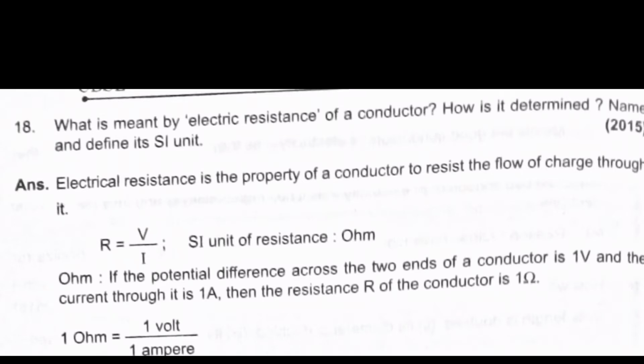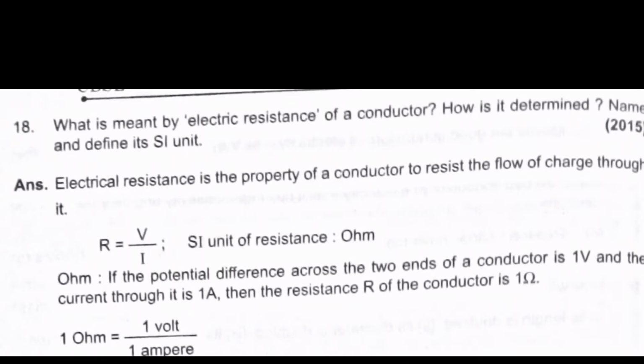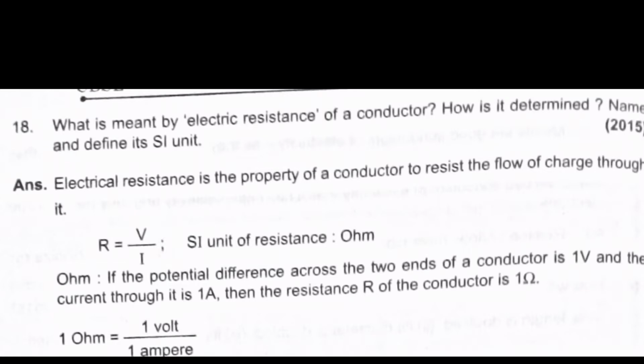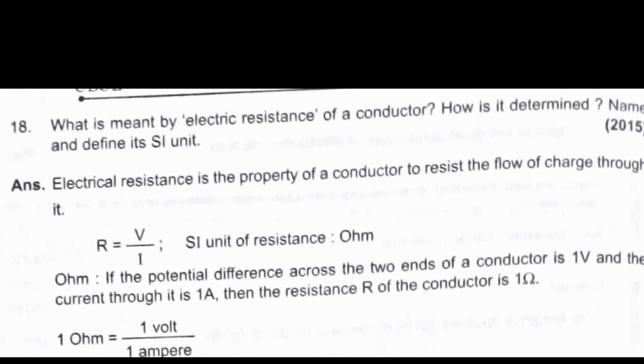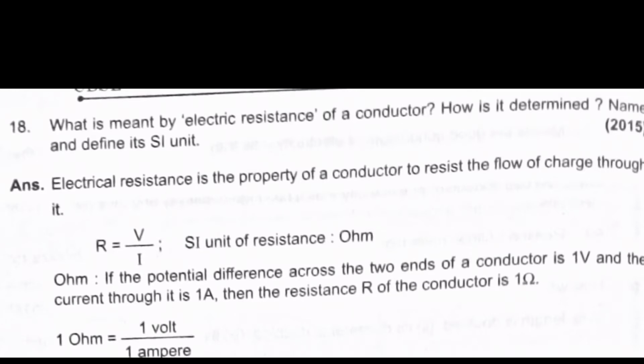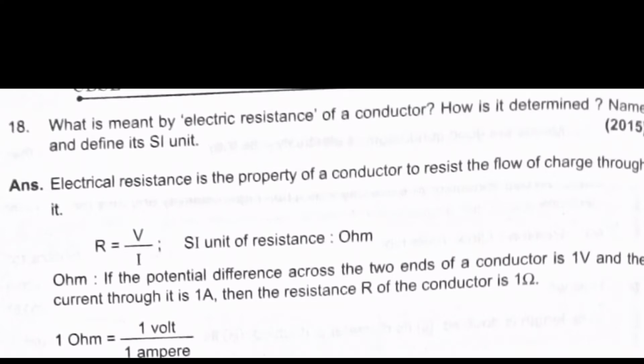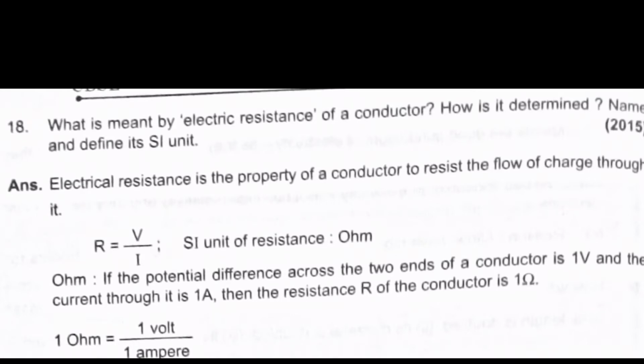What is electric resistance? From the word itself we can understand that resistance means that will resist the flow of charge through it. So how can we define it? Electrical resistance is the property of a conductor to resist the flow of charge through it. The second question is, how is it determined? How can we calculate the resistance? Yes, from Ohm's law we have R is equal to V by I. So we can find the resistance by using V by I.